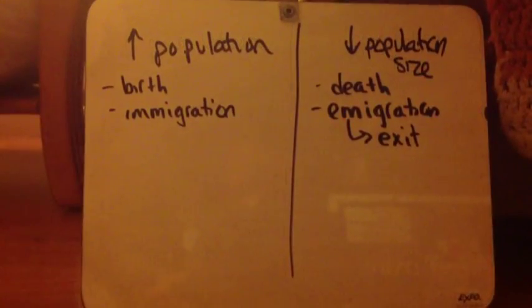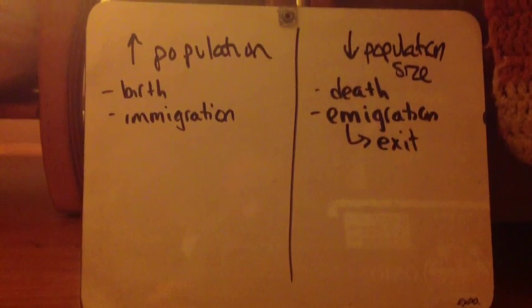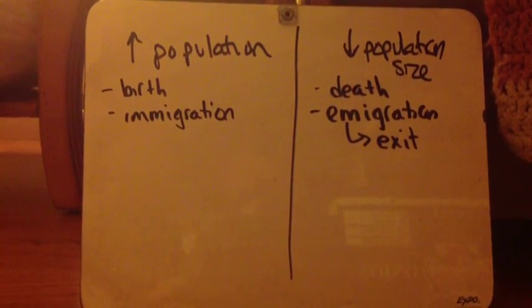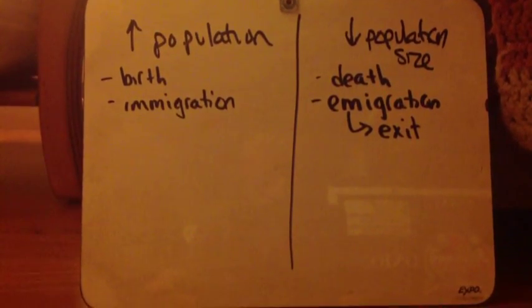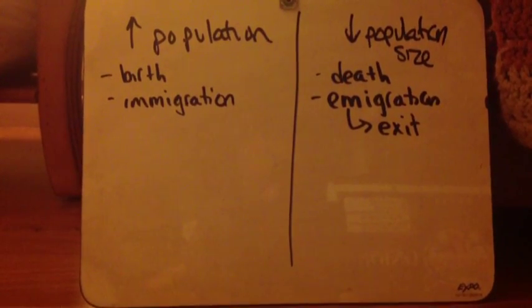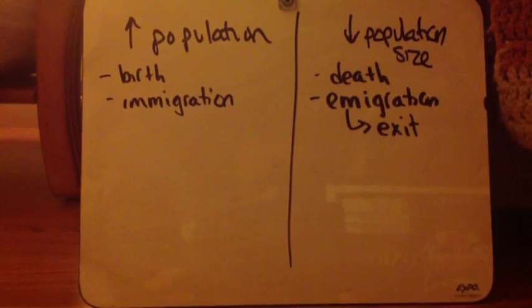So here are some examples of things that would increase your population size: birth and immigration, meaning individuals coming into the population. In contrast, to decrease your population size, you could have things like death and emigration, or individuals exiting your population.